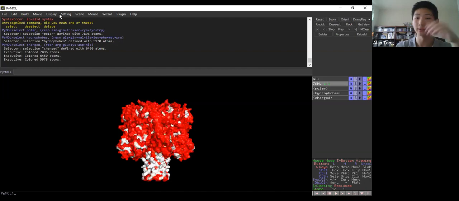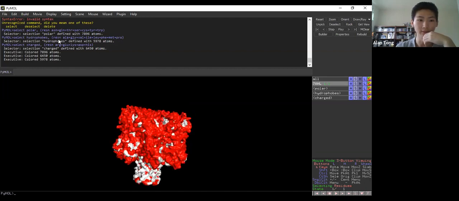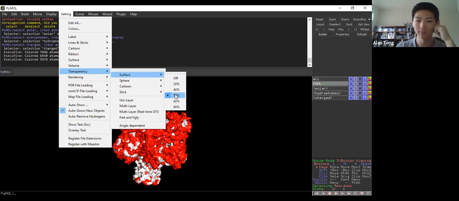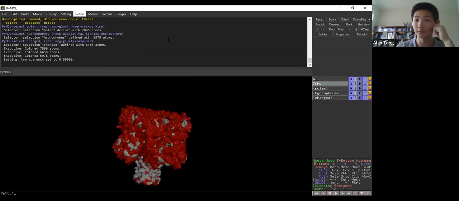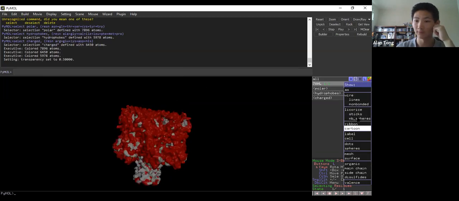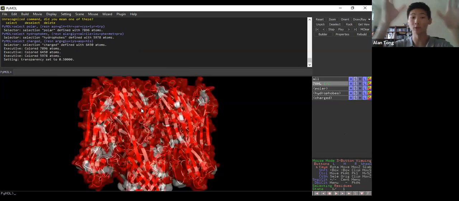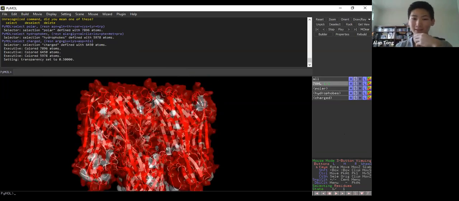And you can also make this transparent and look at the inside. So if I go to display, where is it? Setting, transparency, surface, 50%. What if I do this? Let me show this. Show the cartoon. Aha, there we go. See? Now it's transparent, and you can see both the cartoon and the surface around it. All right? So cool thing you can do with these.